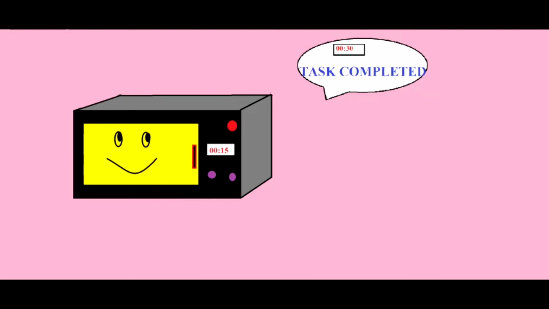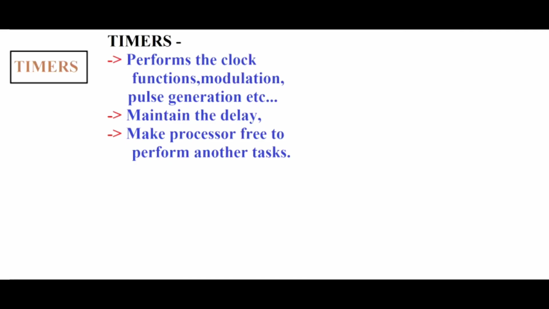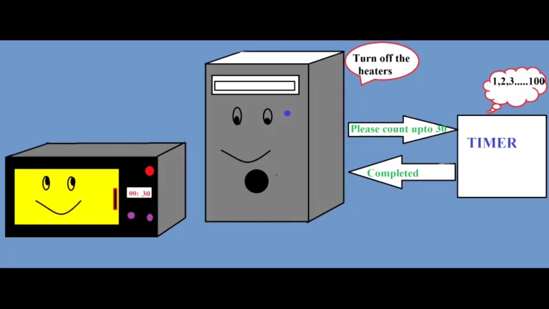Last but not the least, the timer, which performs clock functions, modulation, pulse generation, etc. Its main purpose is to maintain the delay between two events. As in a microwave, you put your food, shut the door, set the time for 30 seconds and press start. When you press start, the heaters get on and the process goes on for the next 30 seconds, and after that the heaters get off. So here the processor gives the work to the timer that it has to count up to 30 seconds and give a return signal to the processor to turn off the heaters.